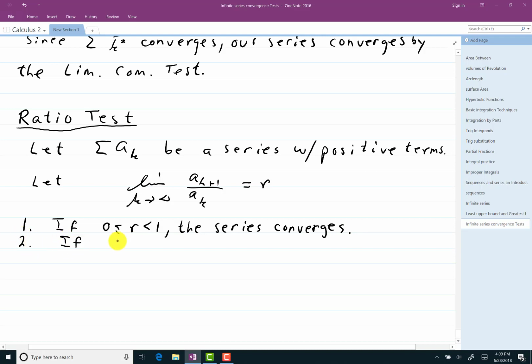If r happens to be greater than 1, the series diverges. And unfortunately, if r equals 1, we can't say. We just say the test is inconclusive.